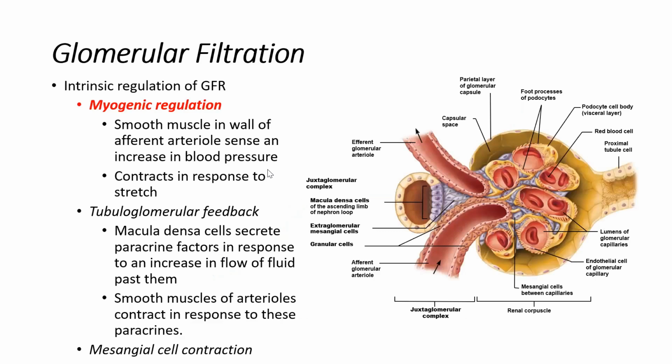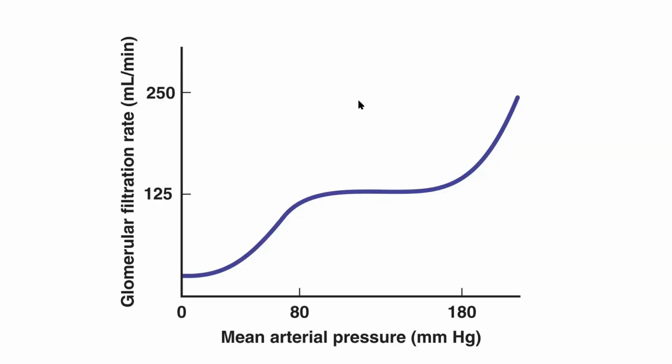Okay. All right, let's look at the mechanism by which we keep this GFR constant. So I want you to have this in mind as we talk about these three mechanisms. These are the three mechanisms that help to keep us at this 125, even though our pressure can go up or go down.